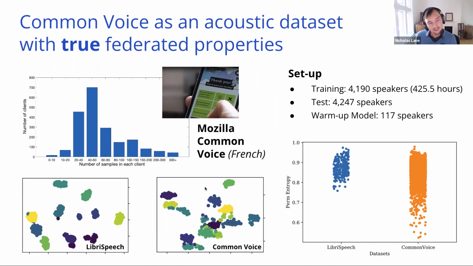So this was a data set collected by Mozilla, and it is far better tuned to the kind of issues that you'll face with federated learning.